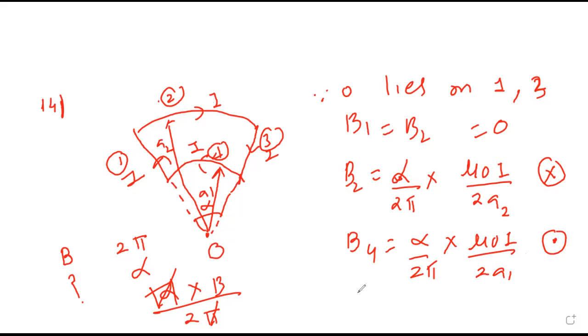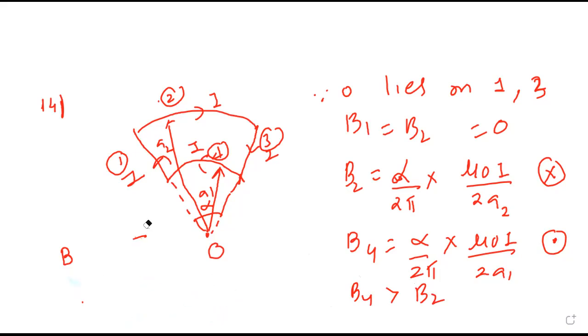Subtract. Very good. Who is larger? The one whose denominator is smaller. A1 is small compared to A2. So B4 is greater than B2. So the result will be subtraction because they are in opposite directions. So can I say net is B4 minus B2? Yes.